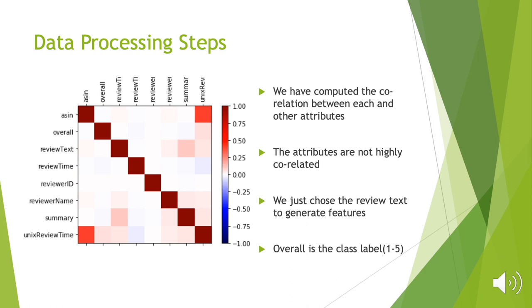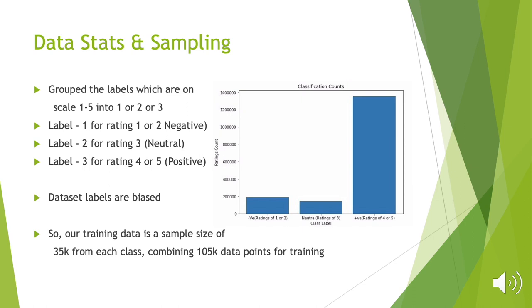Next, let's take a look into the data stats and sampling. We have grouped the labels, which are on a scale of 1 to 5, into three categories, that is 1, 2 and 3.